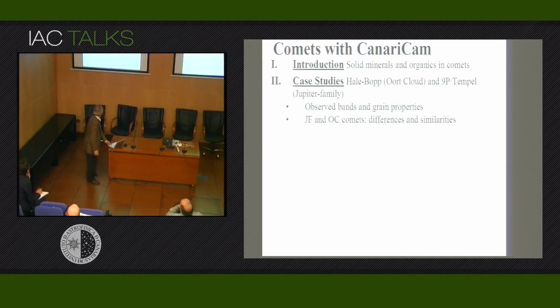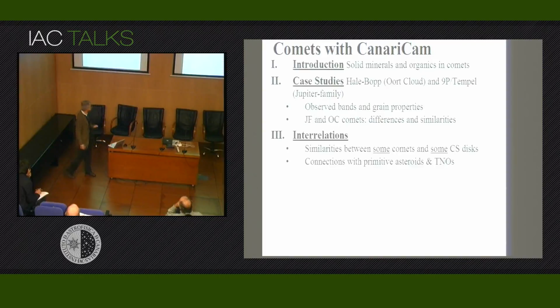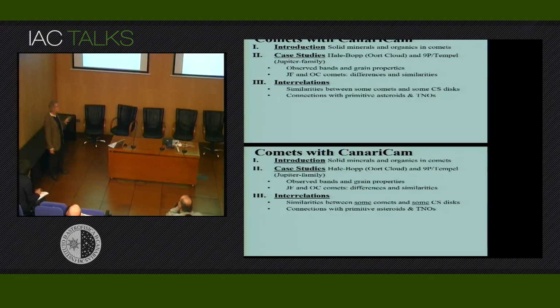I'm going to tell you about the observed bands that we have on these objects, and what that tells us about the grain composition. I'm going to tell you a little bit about the diversity among Jupiter family comets and between Jupiter family comets and Oort cloud comets, and what we can learn from that. Then I'm going to compare comets with other objects. I'm going to discuss the similarities between some of the comets and some of the circumstellar disks, and what we can learn from that. And I'm going to tell you a little bit about the connection between comets and primitive asteroids, which we believe also have a trans-Neptunian origin.